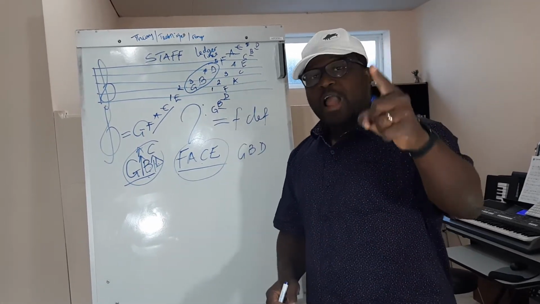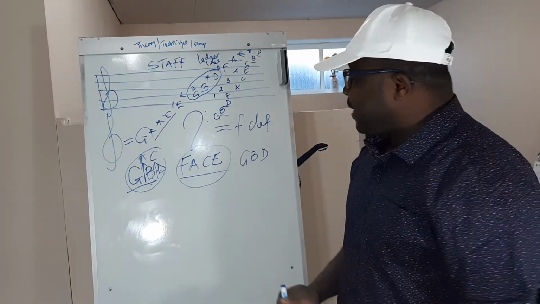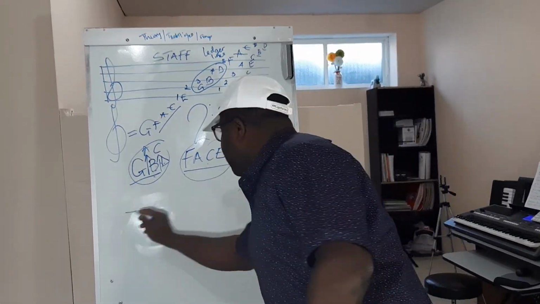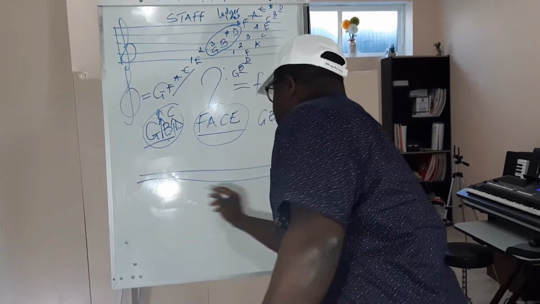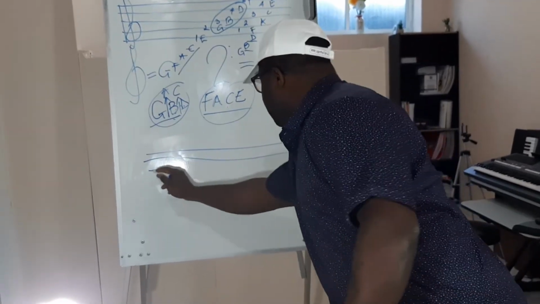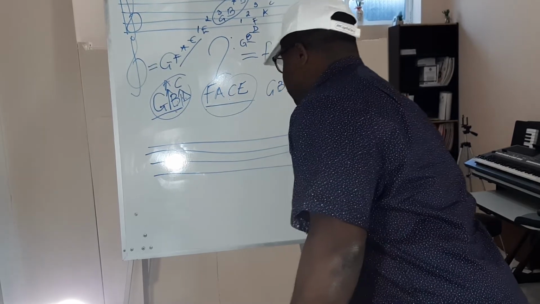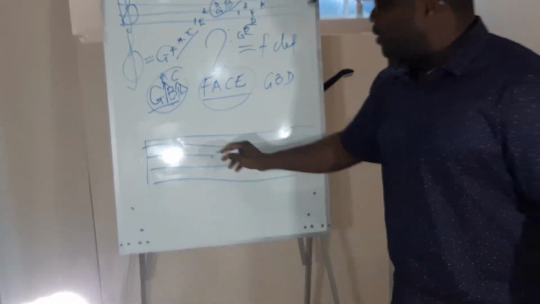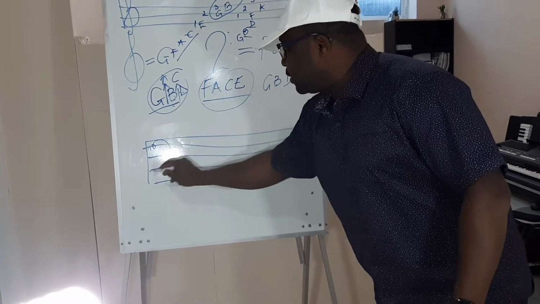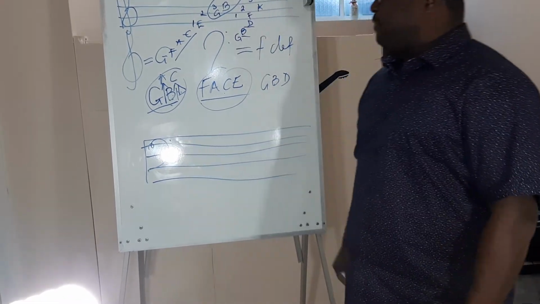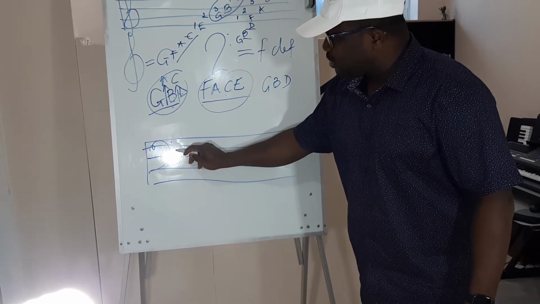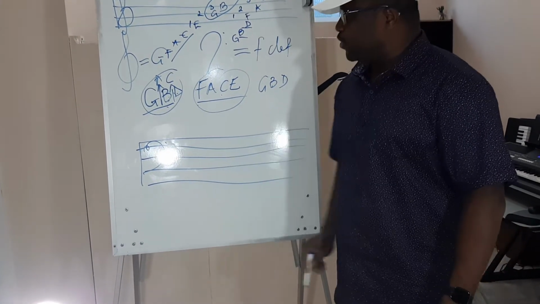Now, I want to quickly draw the bass staff and apply this GBD face or face GBD. Now, I will draw 5 lines quickly. 5 lines. And then put the bass clef there. Remember, we have 2 dots, one on the 3rd space and one on the 4th space.